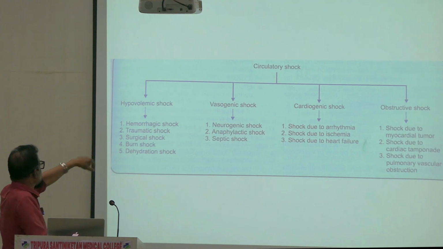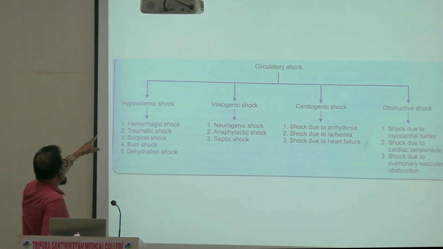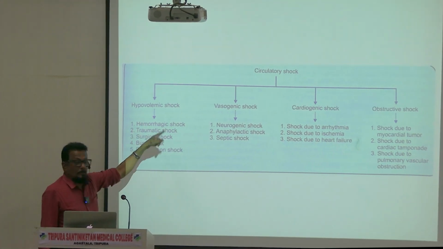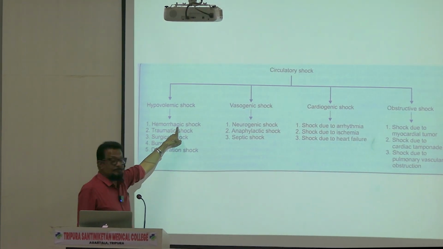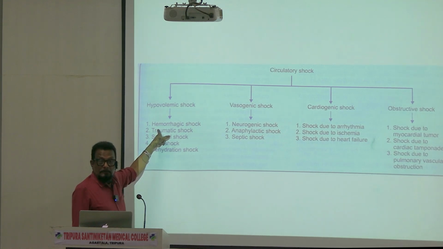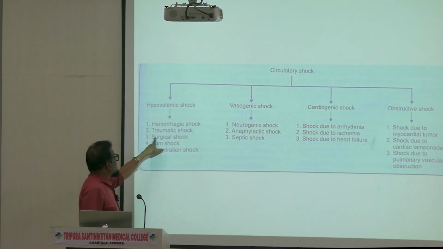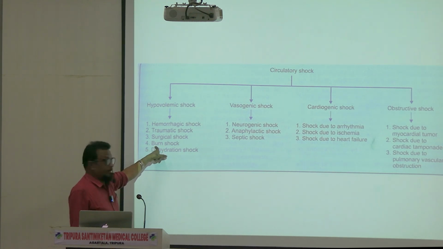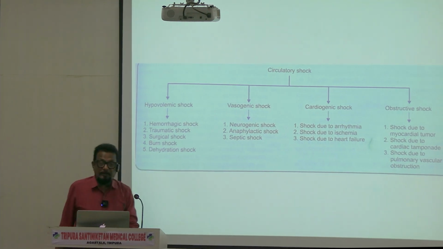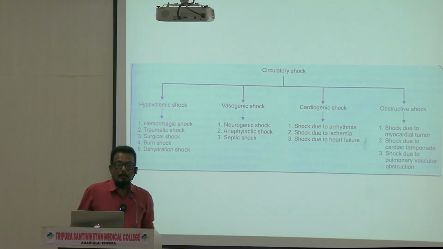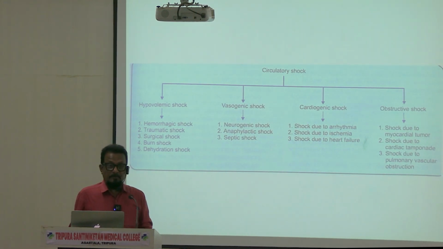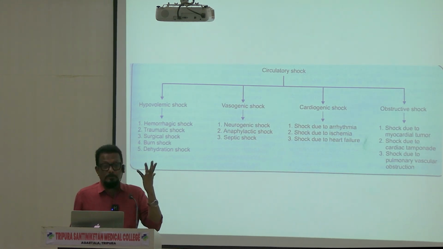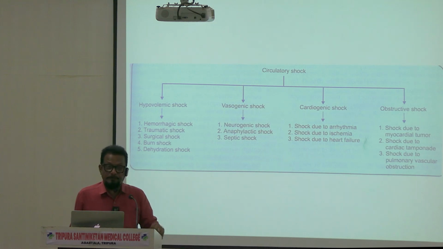One is hypovolemic shock, where blood volume becomes reduced. Why does blood volume become reduced? Because of hemorrhage, trauma, surgery, surgical shock, and burns. A lot of fluid is lost in burning, and in dehydration shock. If there is dysentery or repeated vomiting, there will be a huge loss of fluid.